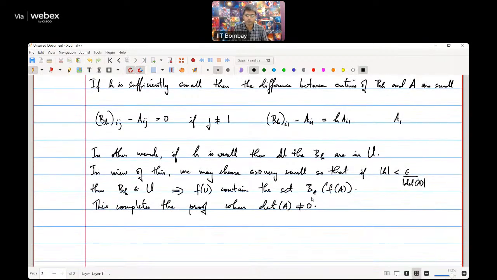Or yeah, if it's not clear right now, I hope at least the idea is clear, and then you can go back and look at it. And if you have more doubts, you can ask in the discussion forum.